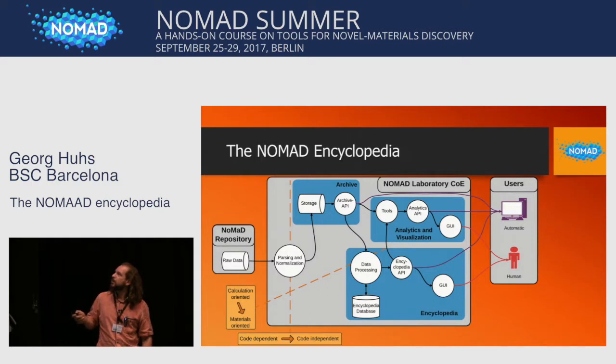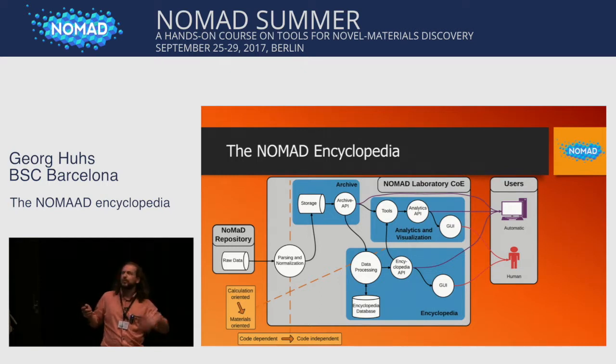So the repository existed already before. Now it's also part of the Center of Excellence. You already heard about the parsing. You know the data arrives at the archive. You heard about how to query the archive. And you also already got the introduction to the analytics, all these tools developed by NOMAD. One of them is the Encyclopedia.